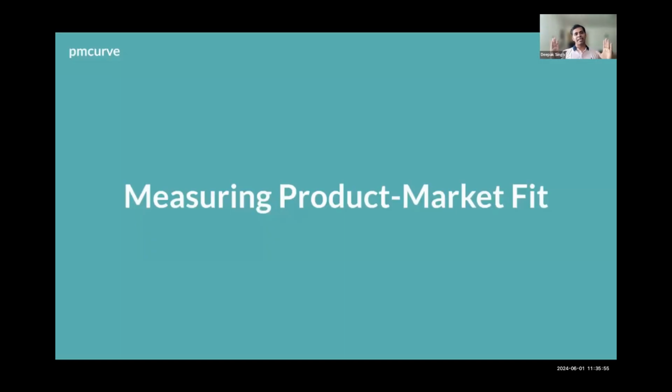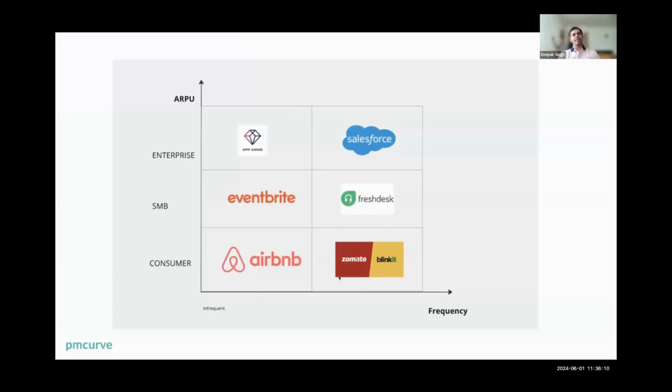So that's defining PMF. Now let's move to measuring PMF, which is, now we are getting into the exciting part, by the way. This was, I would say, slightly boring. Most of you already knew most of it. Let's go to measuring PMF, right?